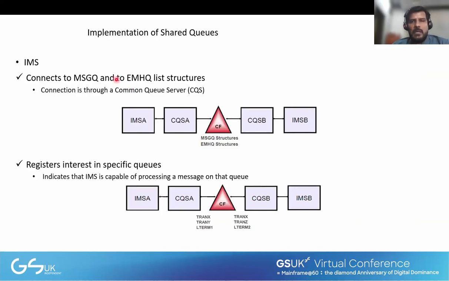Now we will look into how IMS transaction management works after migrating to shared queues. When you bring your IMS up after implementing shared queues, IMS connects to the shared queue structure through CQS. Once the connection is completed, IMS registers interest in specific queues. Register interest means IMS is capable of processing messages on that queue.